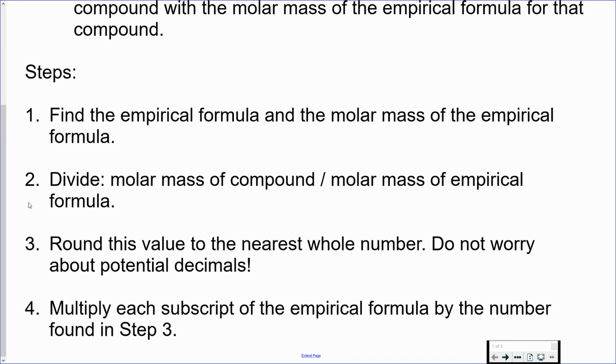It could be a two-step problem where you're not given the empirical formula, but you have to run through the math in order to calculate that, and then find the molar mass and divide it by the empirical formula. You're going to round it to the nearest whole number. Don't worry about potential decimals. Then multiply each subscript by the number found in your previous step.